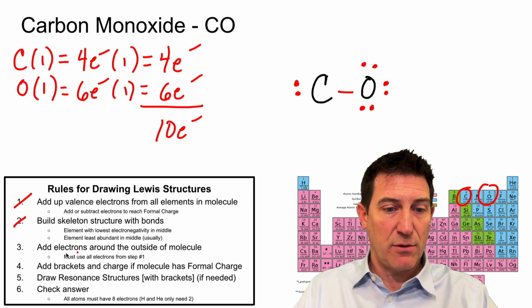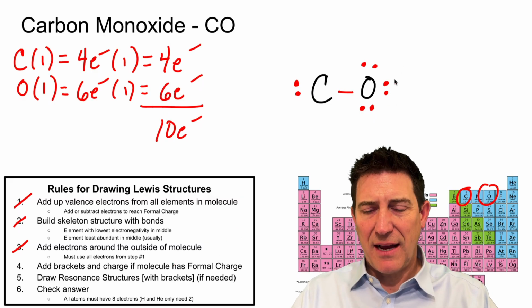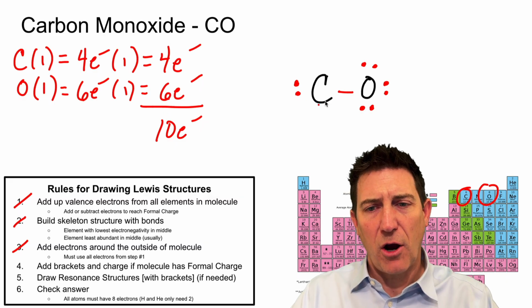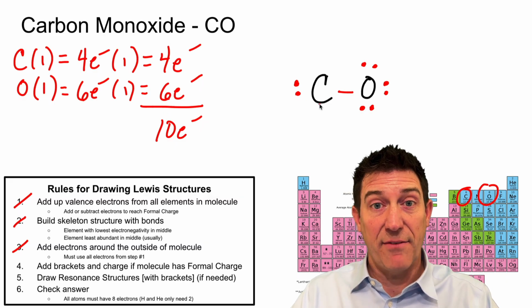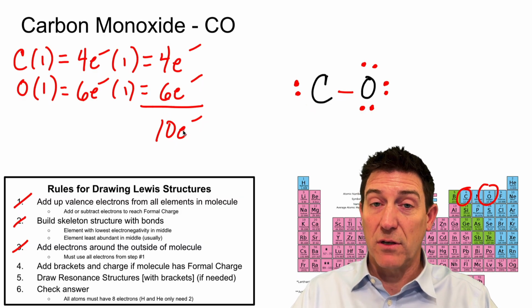So I added electrons around the outside of the molecule. There is no formal charge. So I'm going to pause here because hopefully you're recognizing we've got a problem. Carbon does not have enough electrons. It needs to have 8. Oxygen is fine, but carbon isn't. Can't invent more electrons. What do we do? Well, we have an unhappy atom. We've run out of electrons.